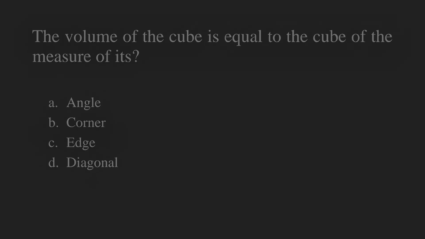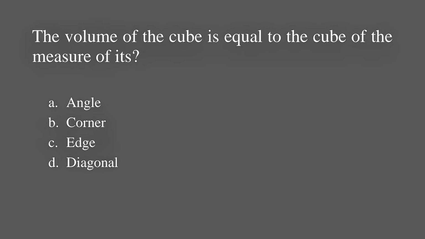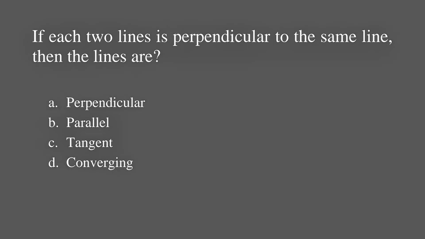Vertical angle. The volume of the cube is equal to the cube of the measure of its A. Angle. B. Corner. C. Edge. D. Diagonal. The answer is letter C. Edge. If each two lines is perpendicular to the same line, and the lines are A. Perpendicular. B. Parallel. C. Tangent. D. Convergent. The answer is letter B.